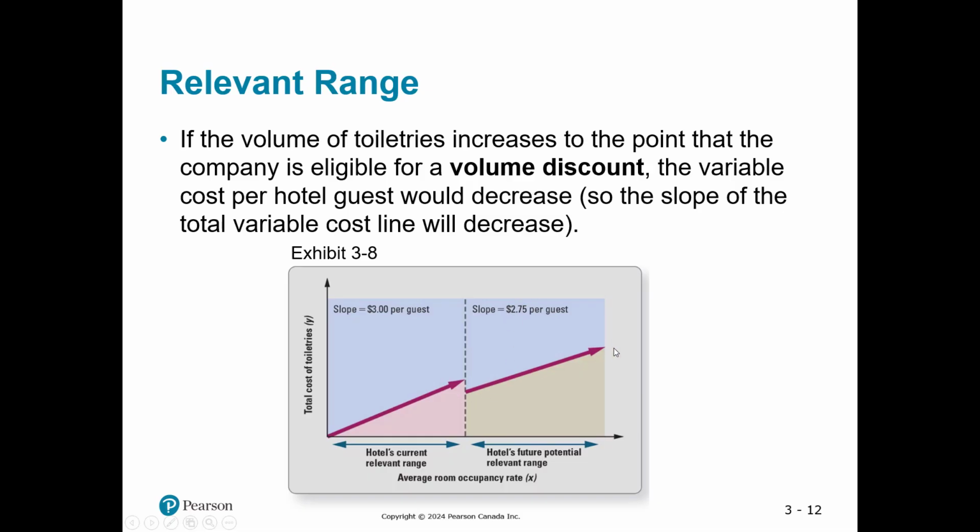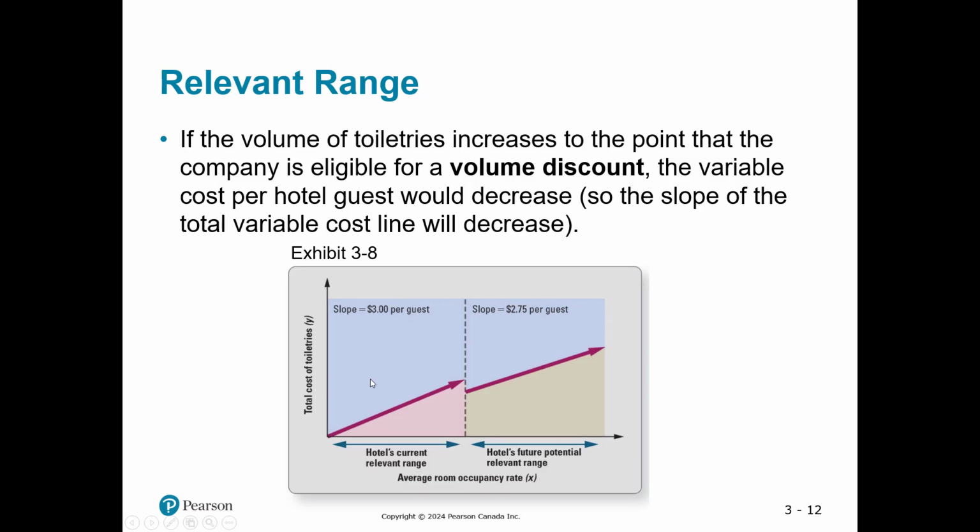That's going to change the slope of my line. But that only happens if I end up having more than 500 guests. If I have 501 guests and above, I get this volume discount. And so the slope of my total variable cost line is going to decrease because I'm paying less per guest.